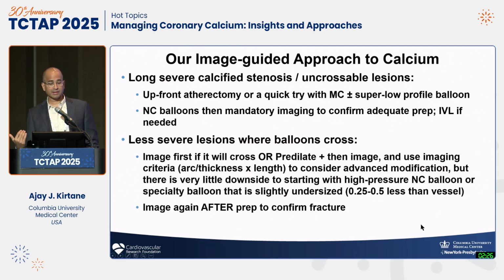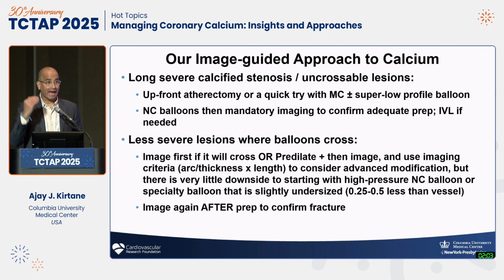If the lesions are less severe or balloons cross, what we do is we do image first, and then if it crosses, we just pre-dilate first, and then based upon the scoring algorithm that Akiko is so nice to publish, we then choose our device. And if the device has all three criteria, you're going to go up front with IVL or atherectomy. If it doesn't have those, I'll start with an NC balloon on the basis of the ECLIPSE results.